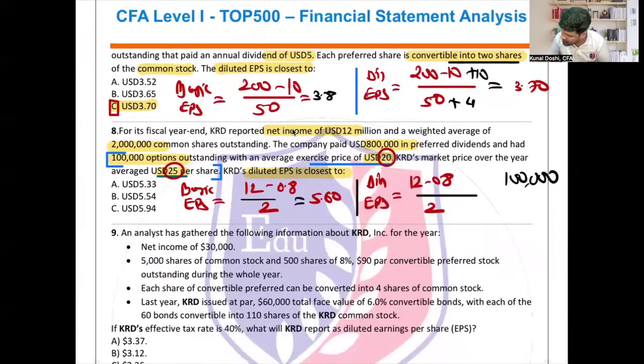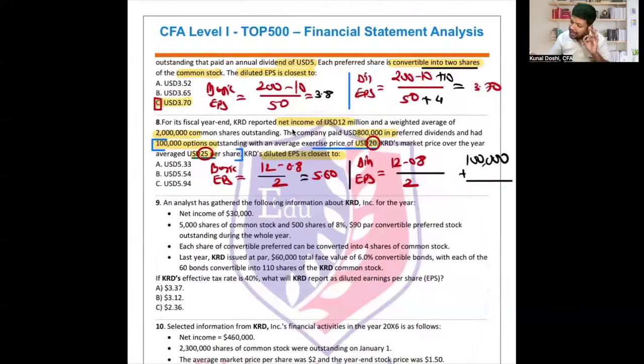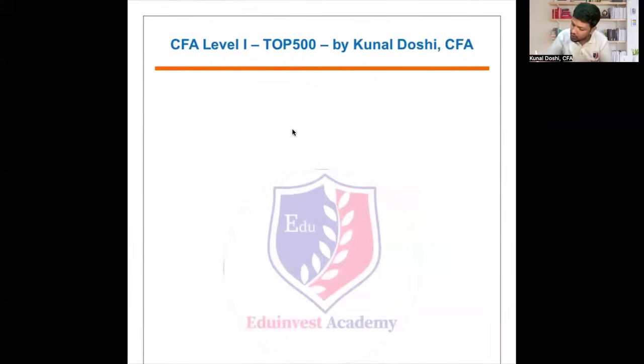100,000 new shares will be issued, but how many shares will be repurchased? Focus and understand how many shares will be repurchased, guys. That depends on how much money the company will get, right? Correct? So what is going to be the case? How many shares will be issued? 100,000 options, so 100,000 shares will be issued.